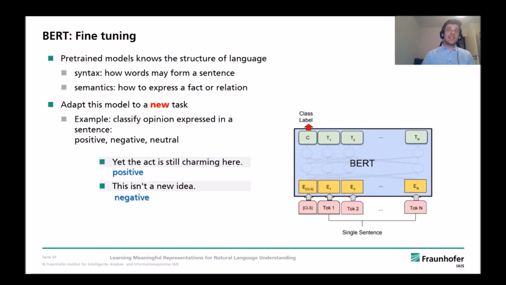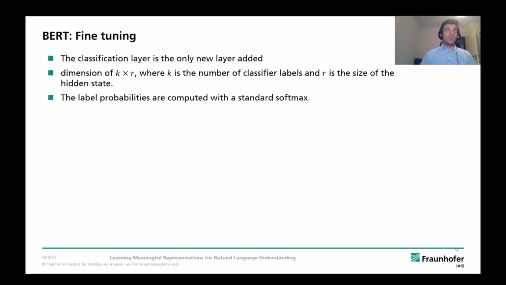And now we want this class label, instead of predicting whether something is the next sentence, to predict a class like positive or negative. And again, of course, we're using a logistic regression. So what we can do now is add one layer to BERT, which is the classification layer. When K is the number of classifier labels, and R is the size of the hidden state of this classifier token, we can use this layer to calculate probabilities for the labels, with a standard softmax, of course.